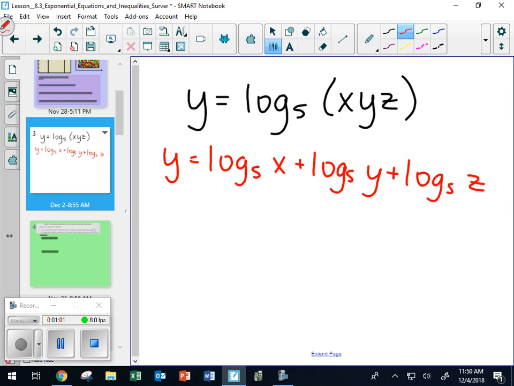There we go. Simple as that. So yesterday I don't think we necessarily put a term to this or a name to this concept. But this concept is called the product property of logarithms.